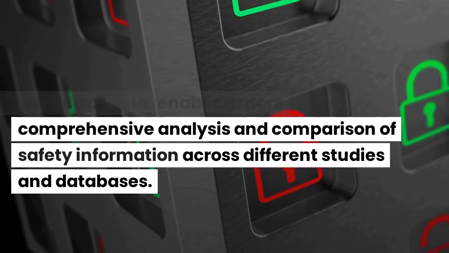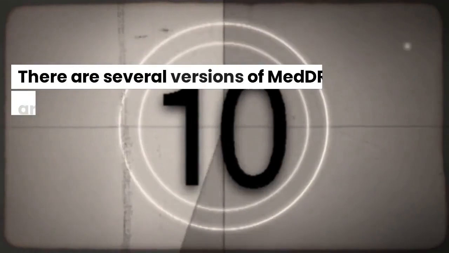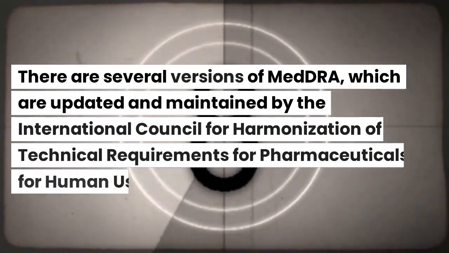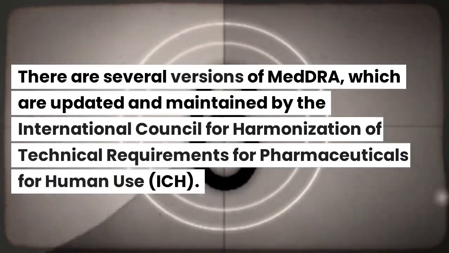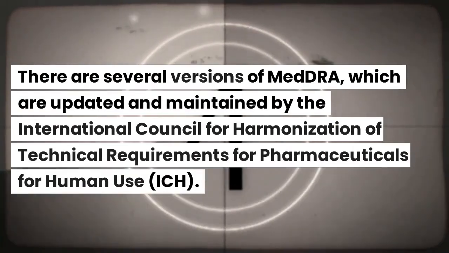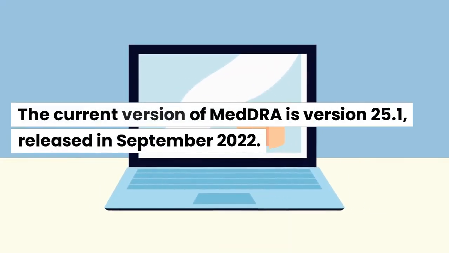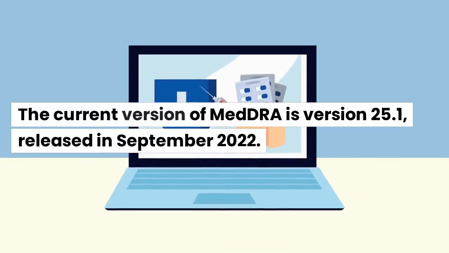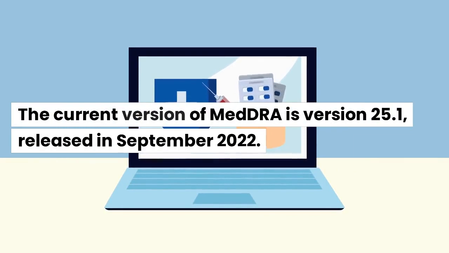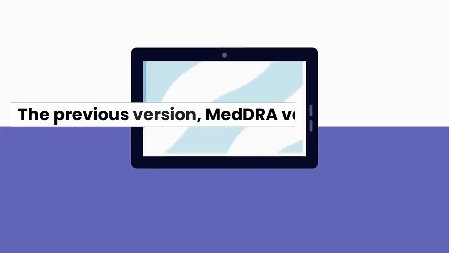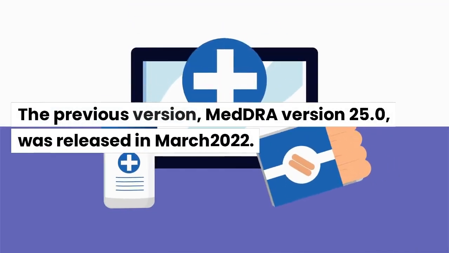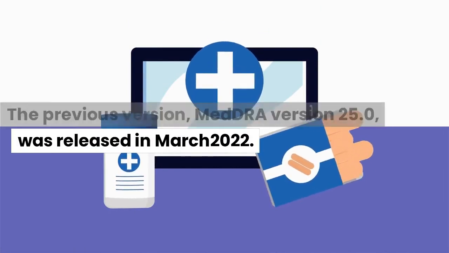different studies and databases. There are several versions of MedDRA, which are updated and maintained by the International Council for Harmonization of Technical Requirements for Pharmaceuticals for Human Use, ICH. The current version of MedDRA is version 25.1, released in September 2022. The previous version, MedDRA version 25.0, was released in March 2022.